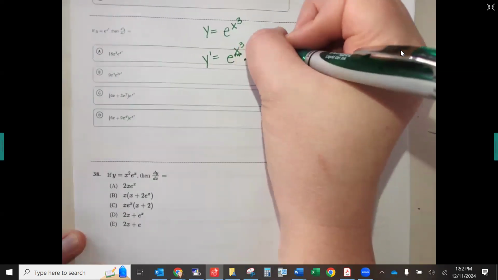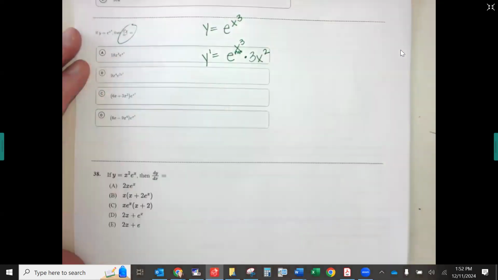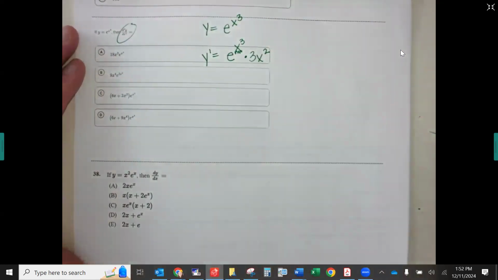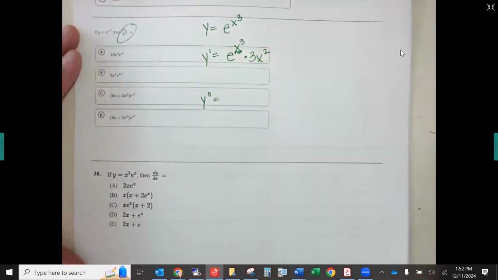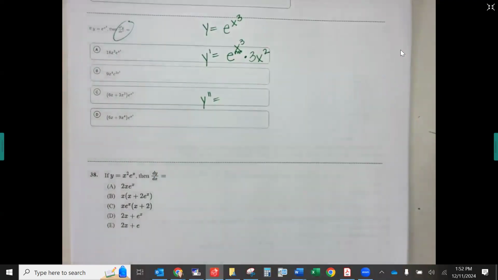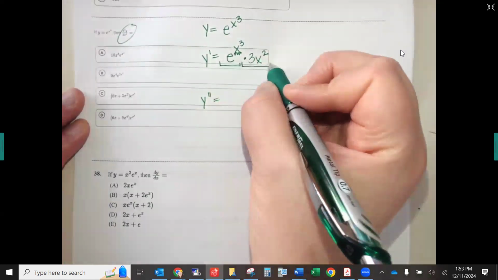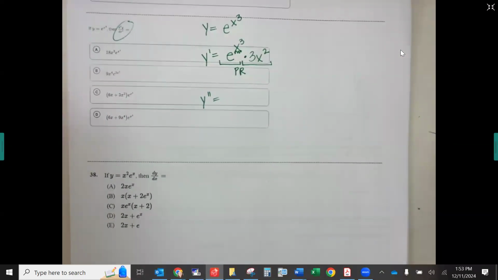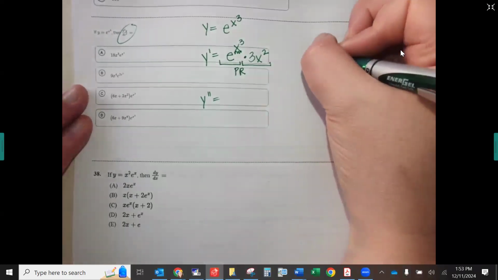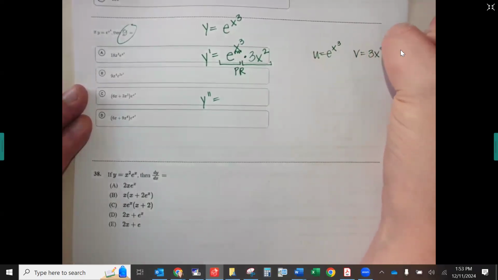Now, I look at my answer choices, and that's not an answer choice. What are they actually asking you to find? Okay, d squared y dx squared means the second derivative. So if I want to find y double prime, they're asking me to take the derivative again. What rule are you going to need here? Product rule. Very good. So set up your pieces. Okay, you're going to need to do product rule for the first time. So your u is going to be e to the x cubed. And your v is a 3x.